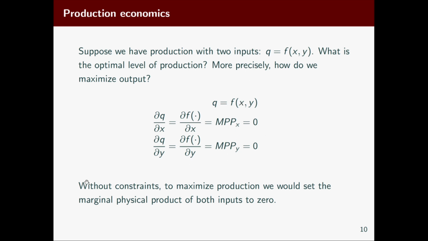And so if we don't have any constraints and we want to maximize production, then what we need to do is find our marginal physical product for each input, set that equal to 0, and now we have a system of equations. We have 2 equations here that we need to solve for 2 unknowns, which is the optimal level of x and the optimal level of y. So we can solve there for the optimal level of both inputs. That's going to maximize our production. Yeah, that's a very simple case with no constraints whatsoever.